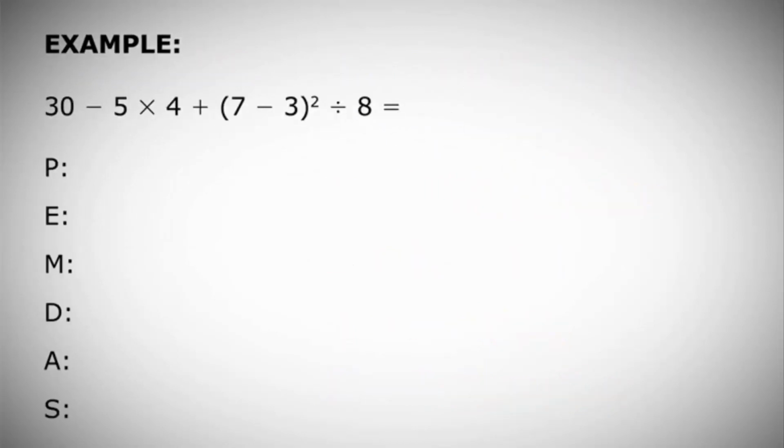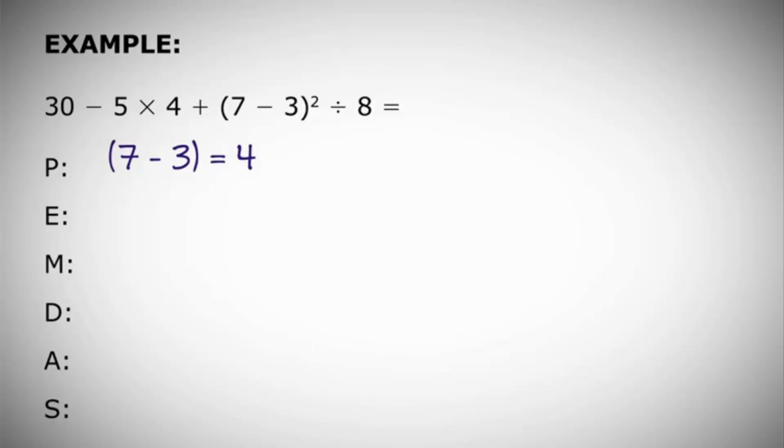Now let's take a look at an example. We have the expression 30 minus 5 times 4 plus parentheses 7 minus 3 squared divided by 8. Let's start by evaluating the parentheses. There's a subtraction problem inside the parentheses, so we want to take 7 minus 3, which is equal to 4.